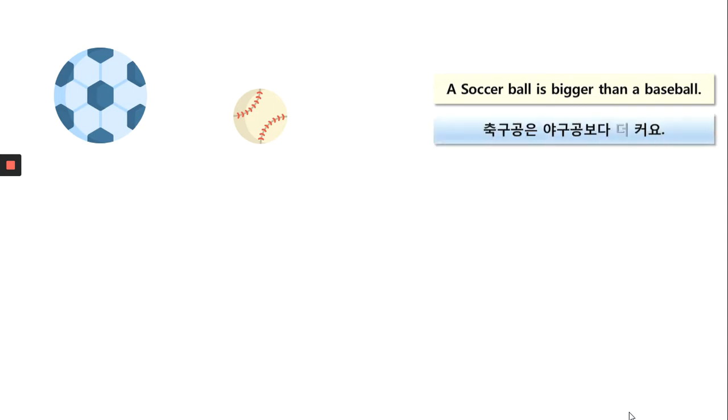Soccer ball and baseball. A soccer ball is bigger than a baseball. 축구공, 축구 is soccer, and soccer ball is 공. 축구공은 야구공, 야구 is baseball, a ball of baseball, right? So 야구공보다 더 커요. 더 is "more big." 축구공은 야구공보다 더 커요.